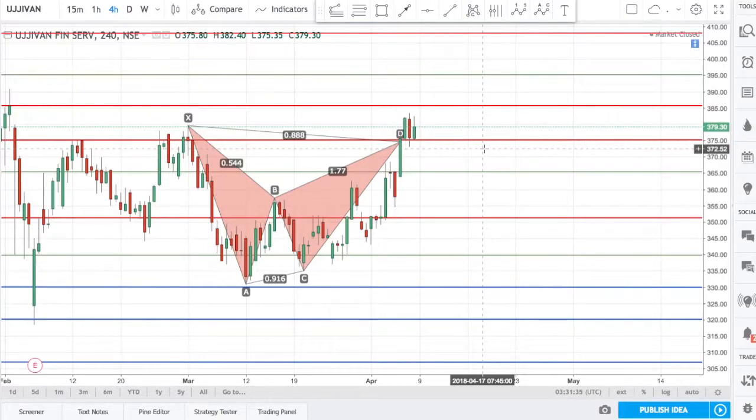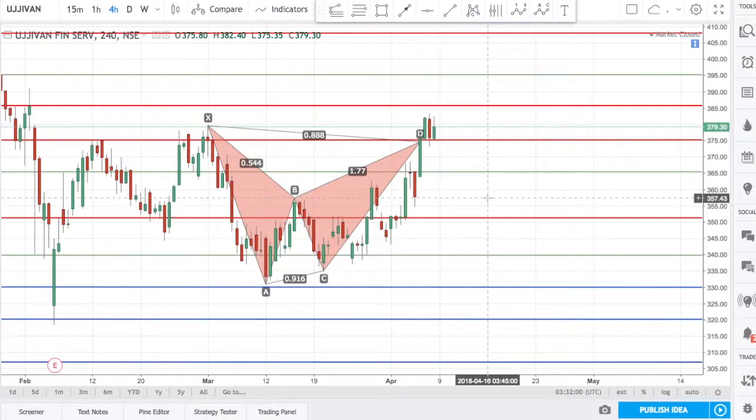You don't have to worry. I will put out a video exclusively on how to draw these advanced patterns later. Okay, so for the time being, let's focus on this bat pattern on Ujjivan. This is how a bat pattern looks like on Ujjivan.